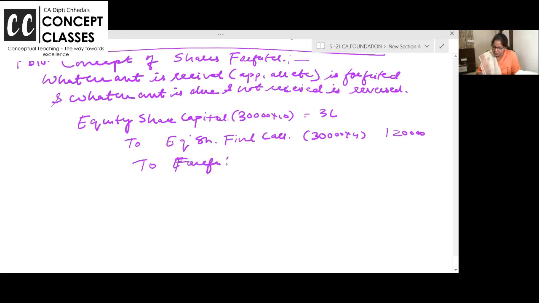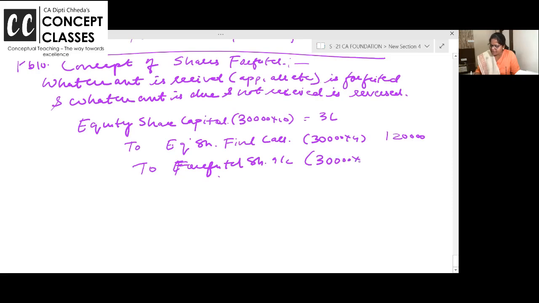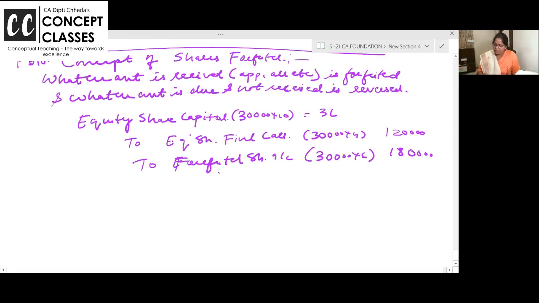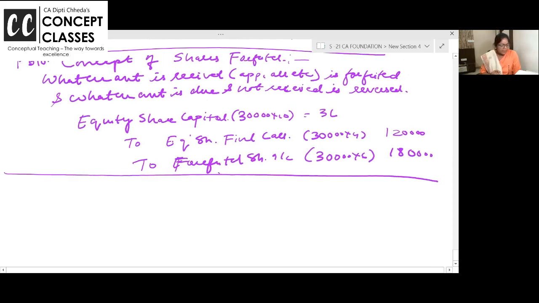To forfeited shares account. In Inter, you will learn where you will write forfeited shares, call in arrears and all in balance sheet. Okay, 30,000 into 6 is received now. Forfeit. What is due? जब final call due होगा तो final call to capital. So exchange now. Final call credit. Equity share capital debit to equity share final call, to forfeited shares account. Problem number 10th is over.